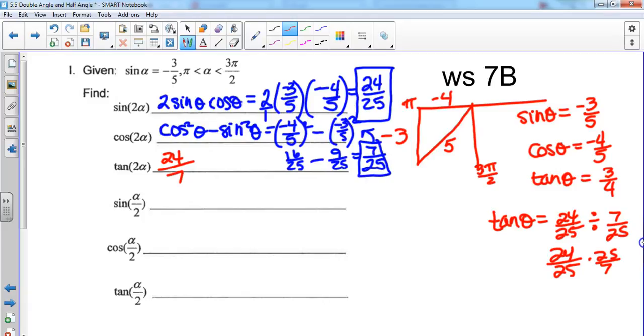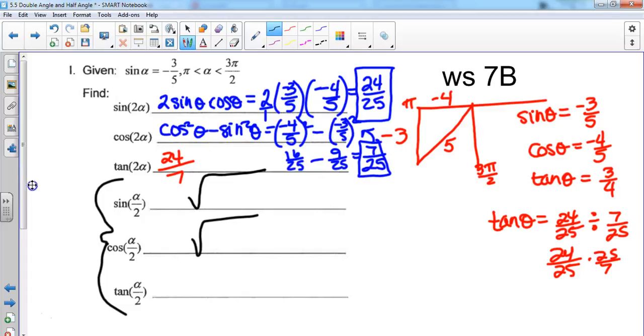Sine of alpha over 2. Now what? What's the relationship we have to use here? Square root of, cosine is going to be square root of, and then tangent's going to be 1 over the other. Let's decide whether we're going to use plus or minus.